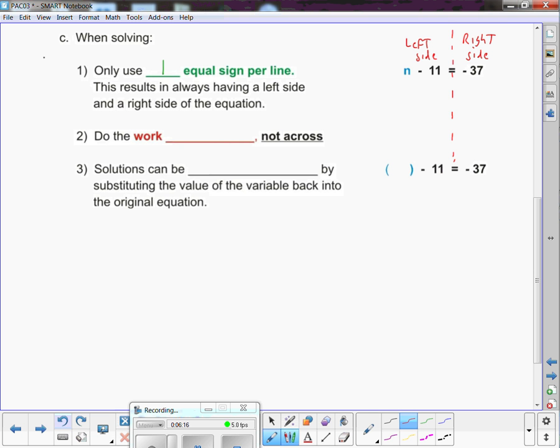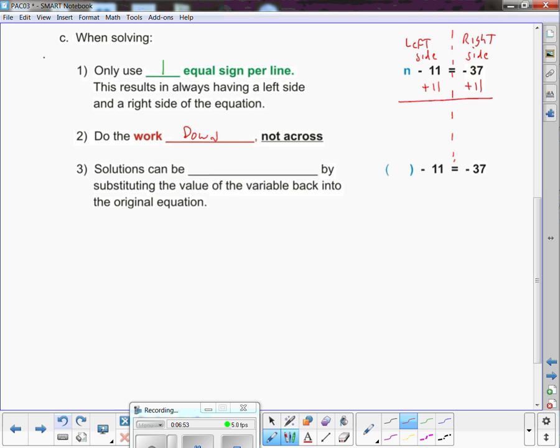Right along with that, number two, do the work down, not across. Look, here's the key in solving equations. The step before and what you do to that step will give you the next step. For example, look again to the right-hand side. The proper way to solve this equation is to add a positive 11 to both sides of the equal sign. So notice I add a positive 11 to the left side of the equal sign, and I added a positive 11 to the right side of the equal sign.